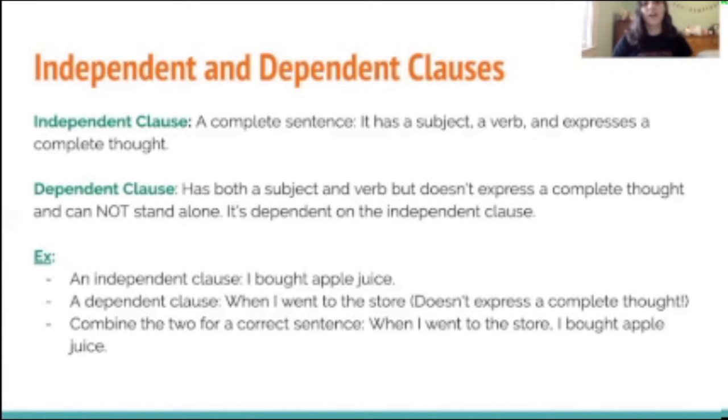For example, an independent clause would be, I bought apple juice, because that expresses a complete thought. A dependent clause would be, when I went to the store. It does not express a complete thought. You could combine the two into a correct sentence. When I went to the store, I bought apple juice. You can combine independent and dependent clauses to create a complete sentence by using semicolons or conjunctions. Semicolons, which we'll go over later, combine two independent clauses.